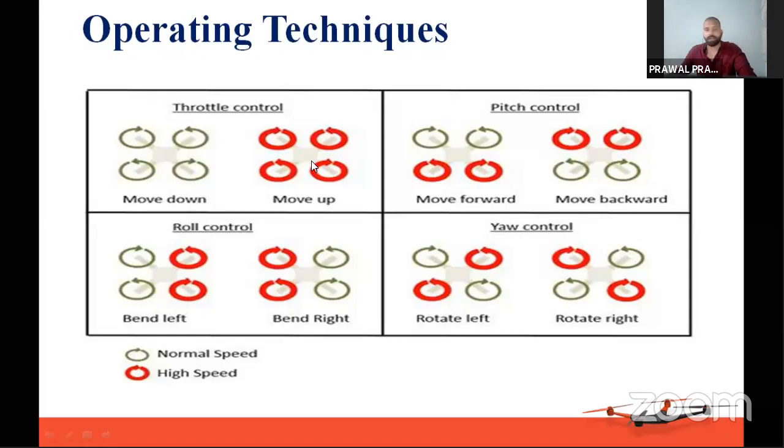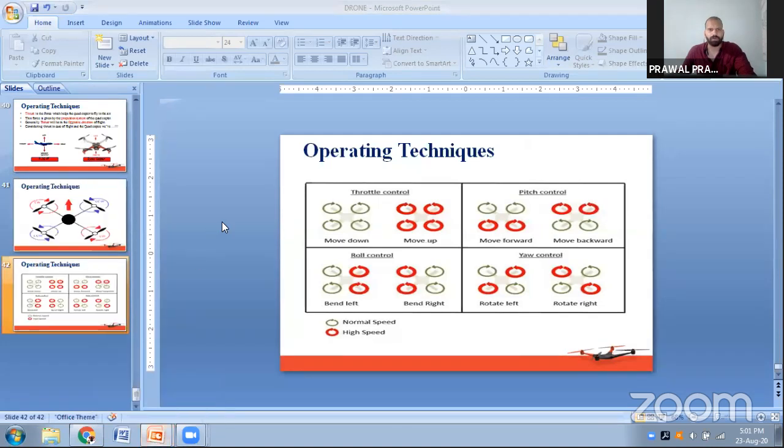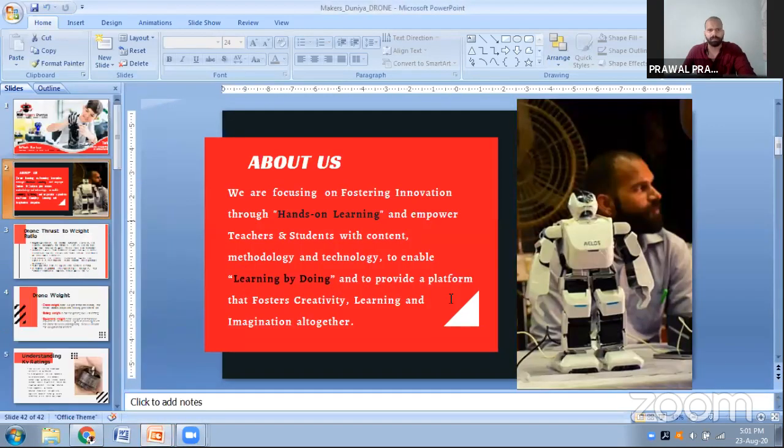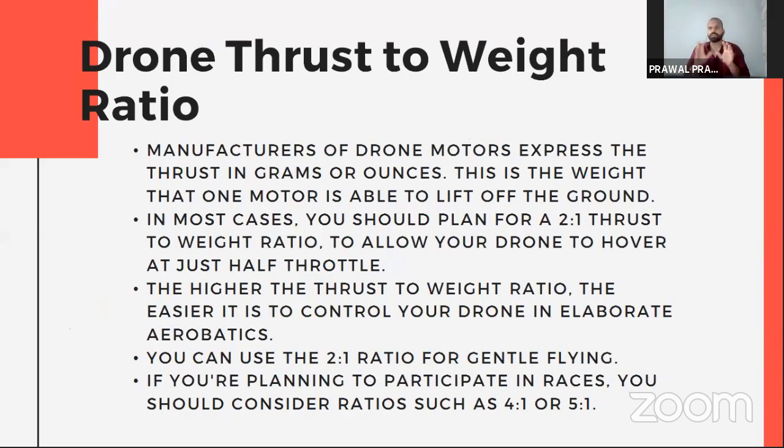Apart from that, that was most of the things about the drones. Now only three or four more things are left. We are just going to cover them. Here are a few important factors that you should keep in mind when you go to the market to purchase something. First, the drone thrust to weight ratio.